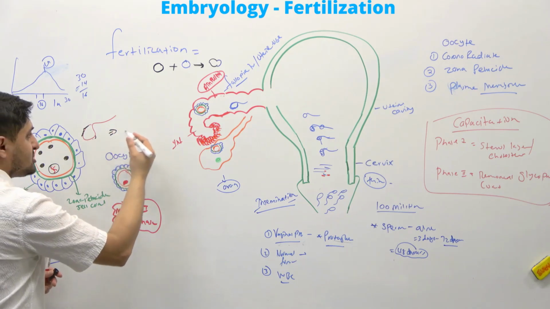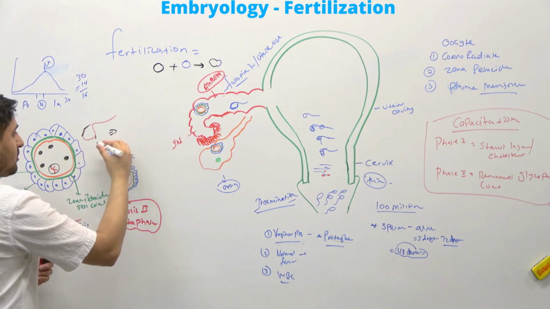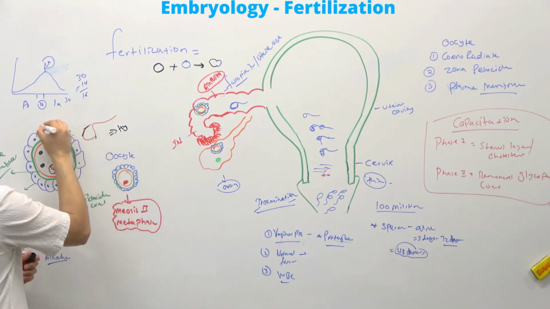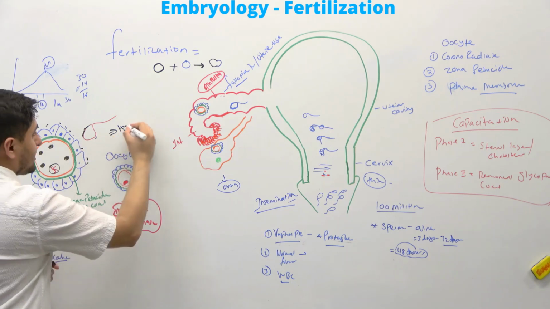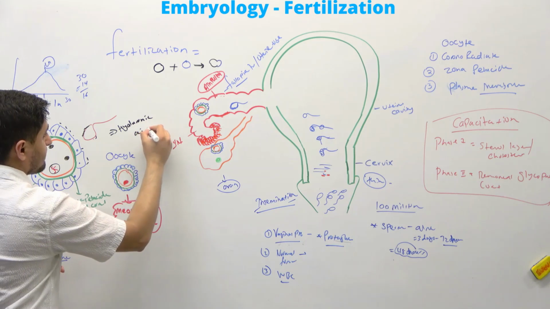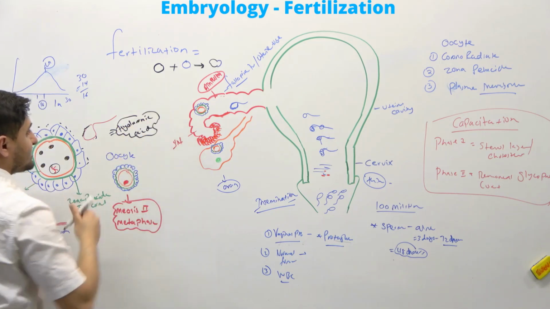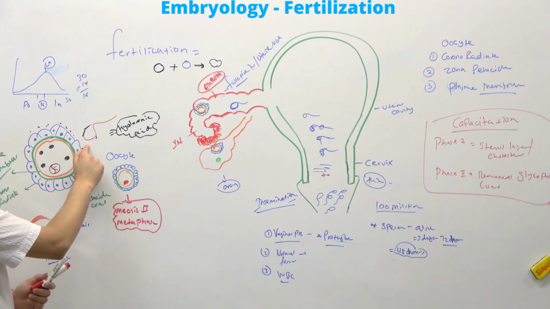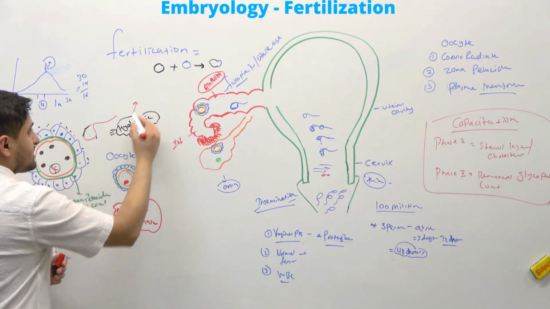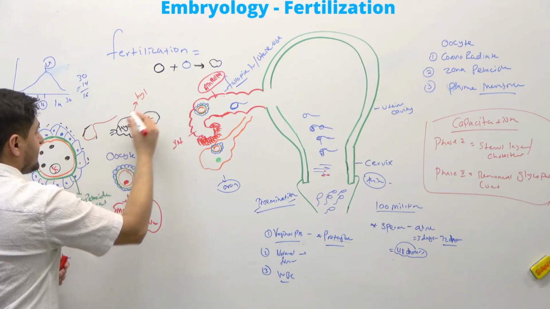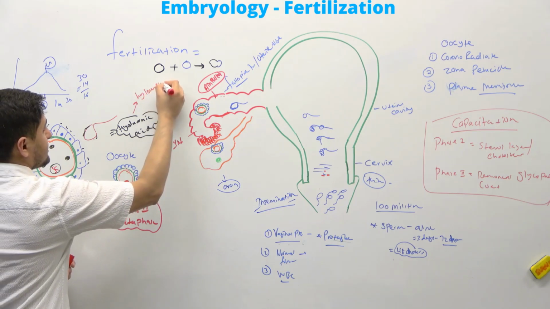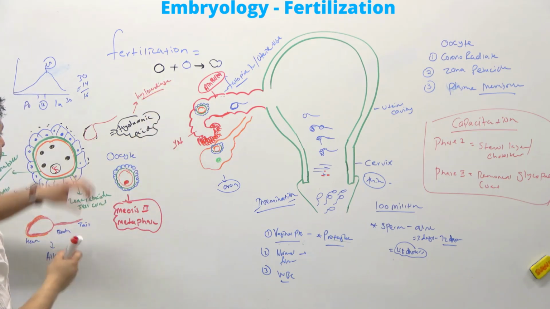It releases an enzyme, right? What is the enzyme called? For example, the hyaluronidase enzyme, because there is a lot of hyaluronic acid out there, right? And this hyaluronic acid prevents the sperm from causing fertilization. So what really happens is that an enzyme released by the sperm, called hyaluronidase, actually breaks down this hyaluronic acid, right?